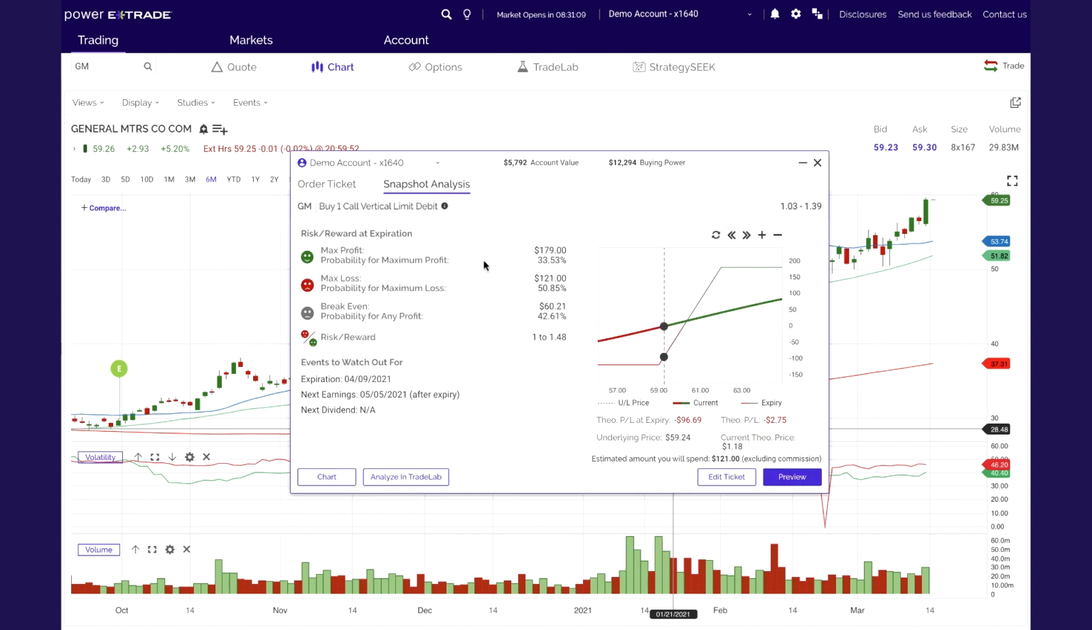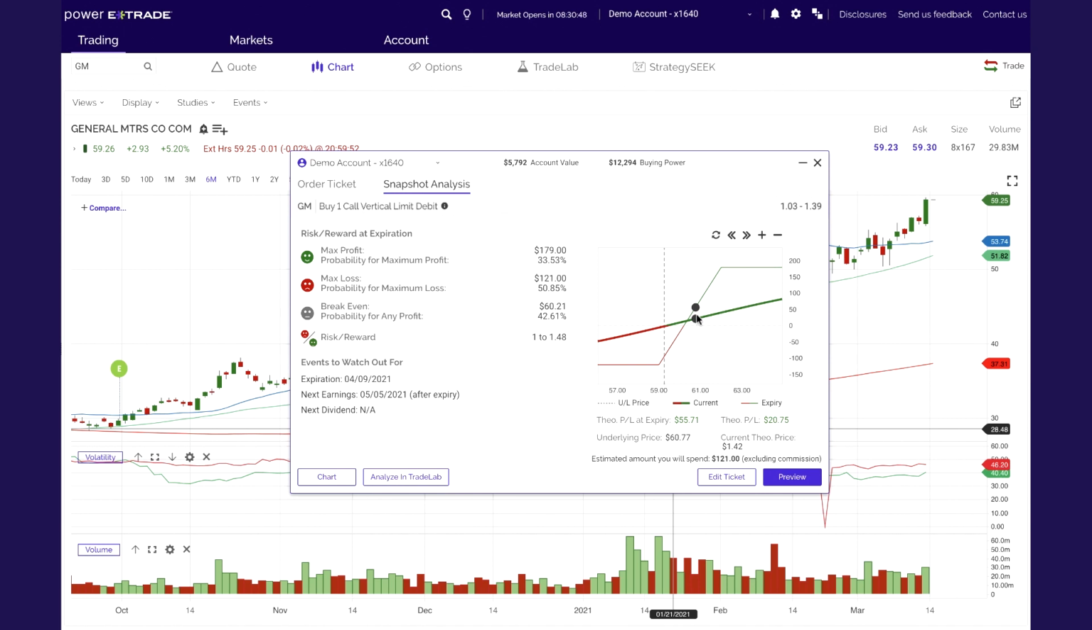And in this case, you can see I've got my maximum profit and my probability of achieving that, my maximum loss, my break-even point, and also a risk-reward ratio, $1 to $1.48, and again, the events to watch for. And you can also see now that my hockey stick profile has changed, which gives me a better visual representation.